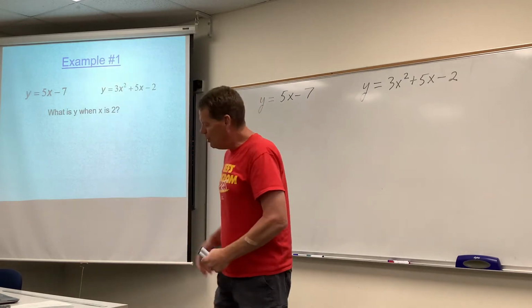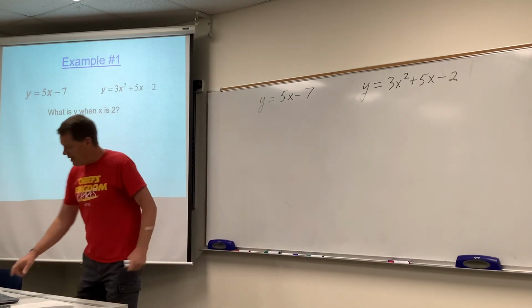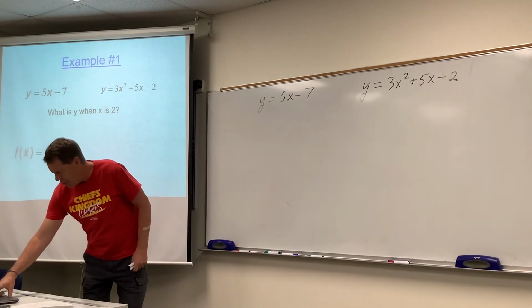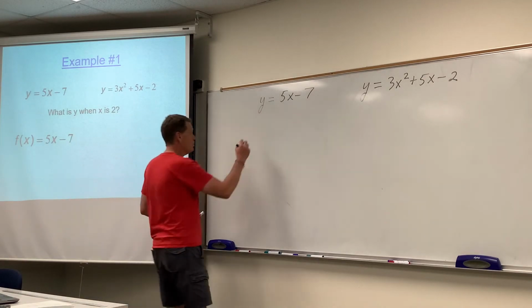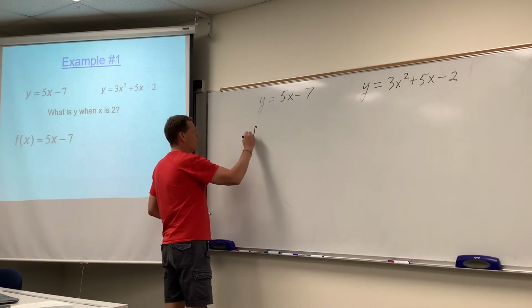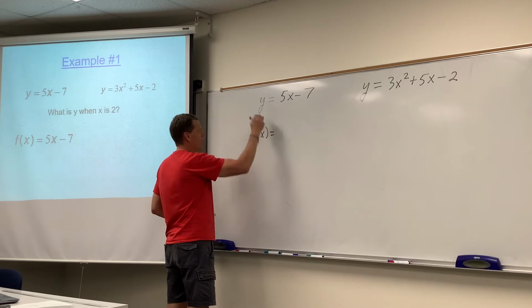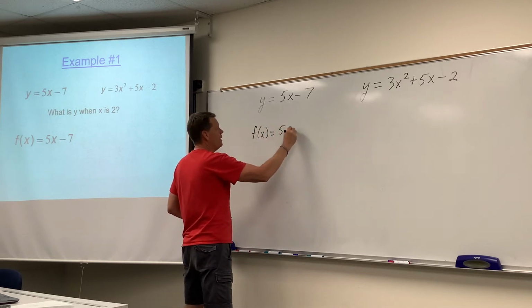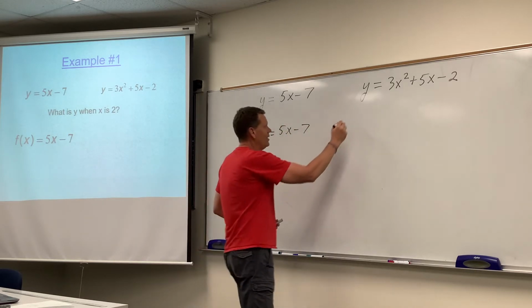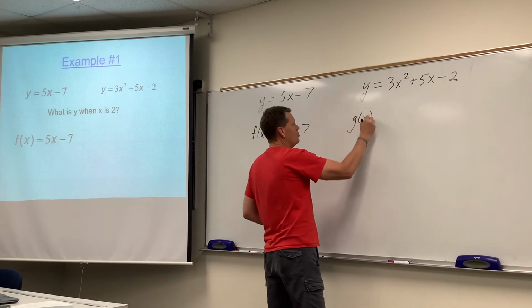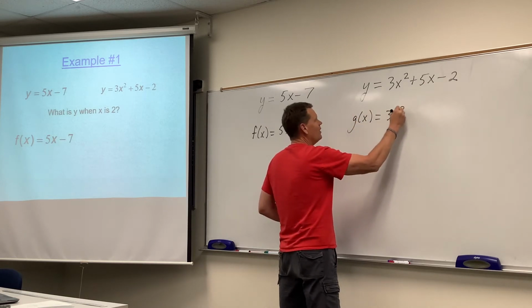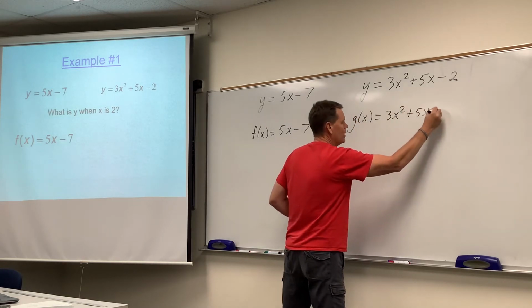So the idea would be that we change the names so that we can tell them apart, and we introduce what's called a function. So notice what happened here is that that value of y was given the name f of x, and this one is given the name g of x. And this way, we can tell the two equations apart.